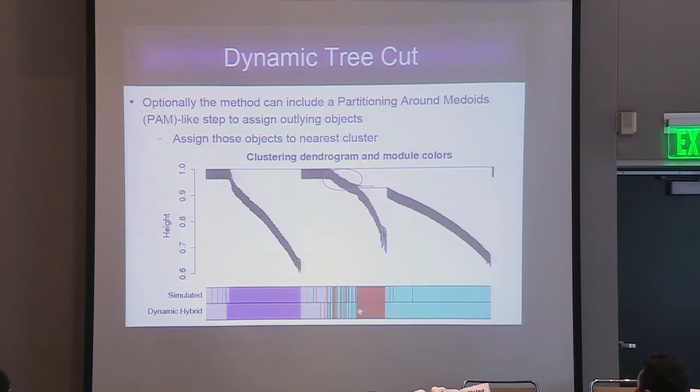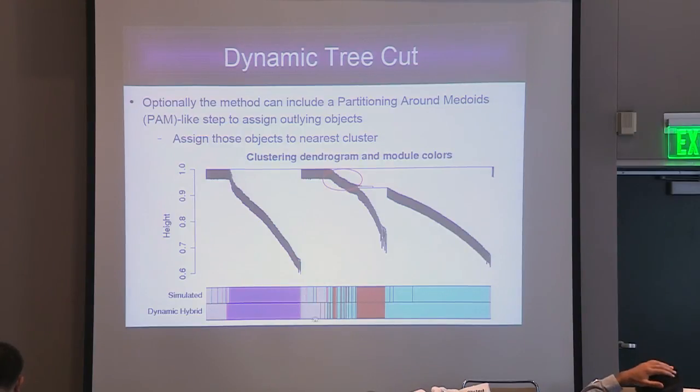So what ends up happening then is that you get two nice solid blocks of colors, or two nice solid modules here, but then above the merge of the two branches, which is this area, you get a bit of a mess. And this is something that a lot of people who use dynamic tree cut struggle with, because each of these objects is assigned to the nearest of these two clusters. But here I'm showing you two color bands. One is the simulated one, so this is simulated data, and so I know which cluster each of these objects was simulated to belong to.